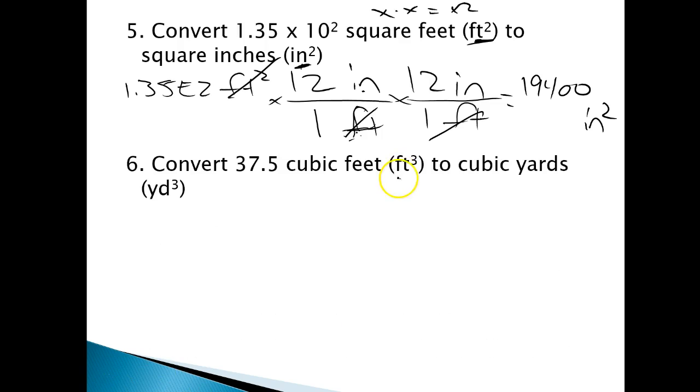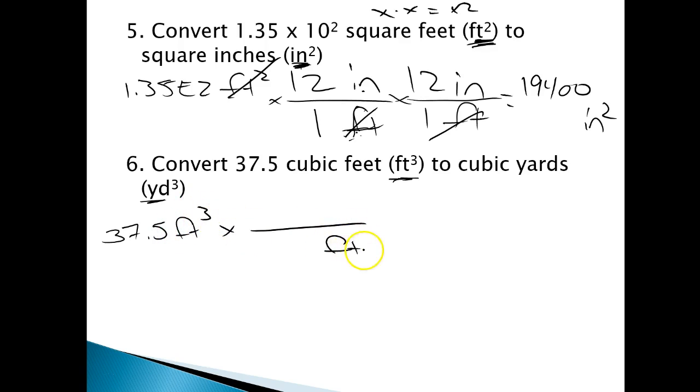Okay, if you had feet cubed, think about it for a second. If feet squared to inches squared, I do the conversion twice. If I'm looking at feet cubed to yards cubed, I do the conversion 3 times. But it's done exactly the same way. So 37.5 feet cubed.